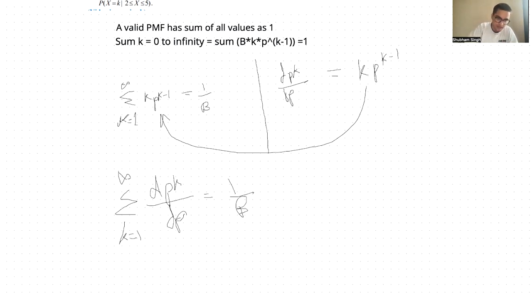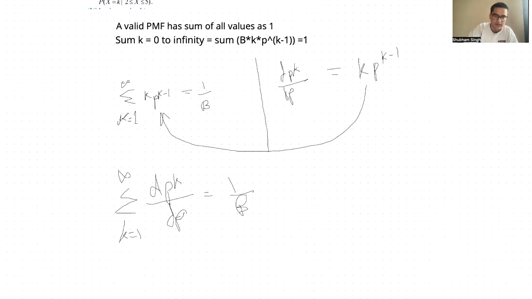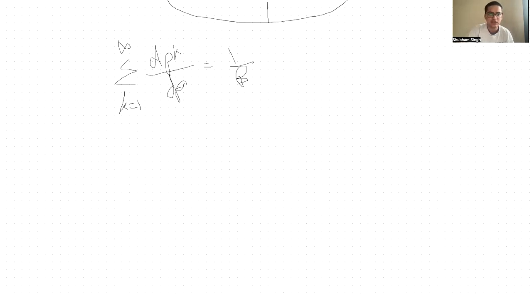There's also a property of differentiation which can be used here: the sum of derivatives is equal to the derivative of the sum. So using that, we can write this as something like this. Now we can write this as something like this, and what we'll do is differentiate.